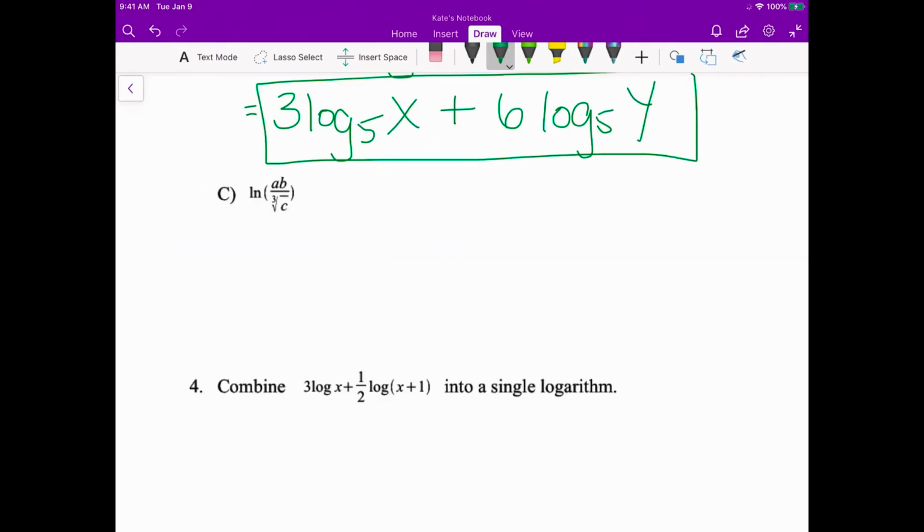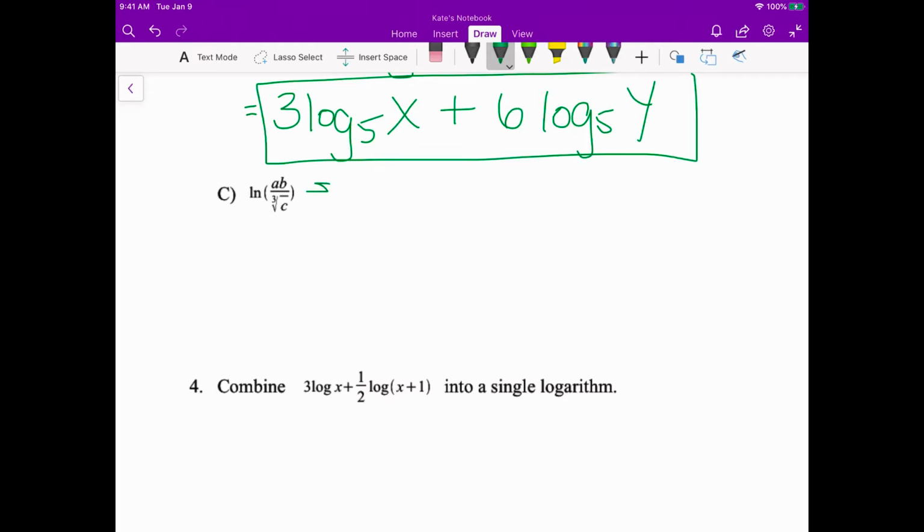Looking at example 3, this time we're using a natural log. So I have the natural log of a times b over the cubed root of c. Here we have kind of a lot going on. And we have to break up all of these pieces. So the first thing we do is we break apart the division first. So rule of thumb, we always break apart division first, then multiplication, and then deal with any exponents. So we're going to apply a log to the top minus the log of the bottom. The top always comes first.